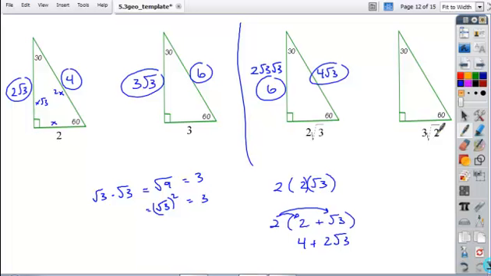Now that even works if we're dealing with a radical that isn't a 3 in the radical. So if we have a shorter leg of 3 root 2, the hypotenuse is going to be double that. So 6 root 2. We just double the number in front. And then the side opposite 60 degrees is going to be 3 root 2 times root 3. And so what's that going to give us? 3 root, combine the product inside the same radical. 2 times 3 is 6. And so that would be our missing leg.